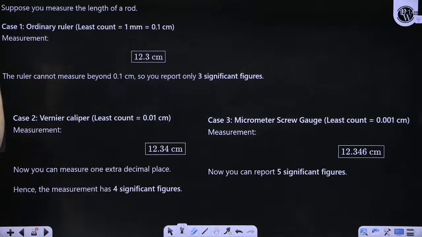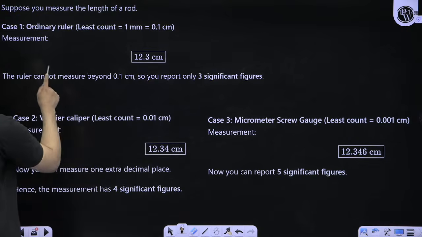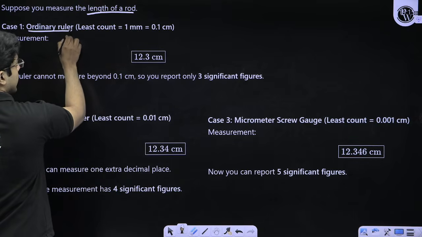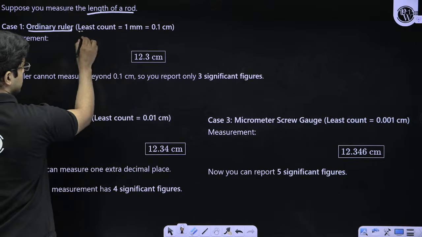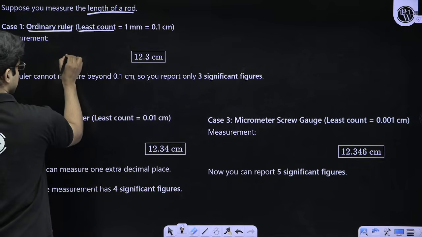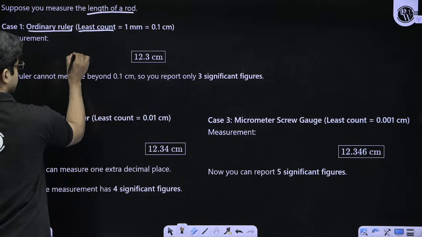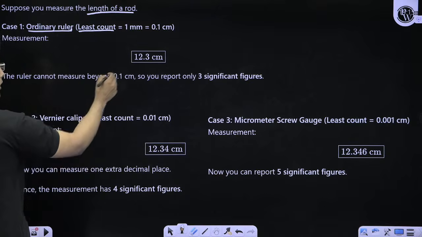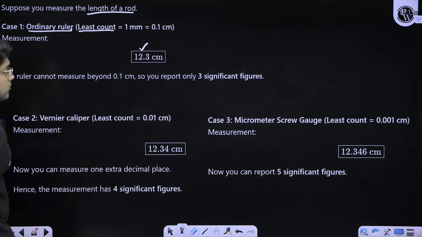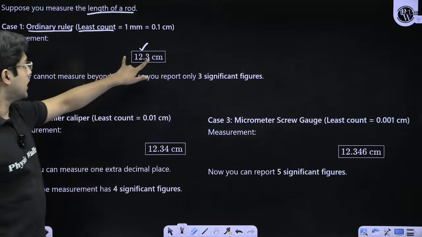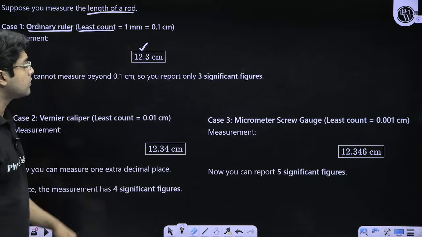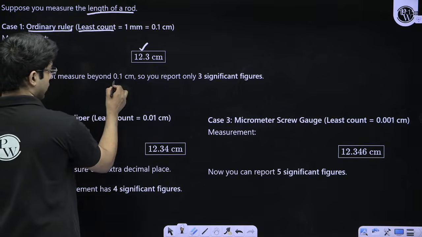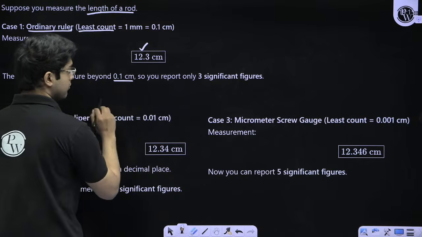Now we'll take a look at that precision thing. If you measure the length of a rod using a ruler, a normal ruler's least count is the smallest length you can measure with it, right? That is 0.1 centimeter using a normal ruler. It turned out as 12.3 centimeter, let's say. So you measured the length of the rod as 12.3 centimeter using a normal ruler. The ruler, of course, cannot measure beyond 0.1 centimeter. So you report only 3 figures, right?